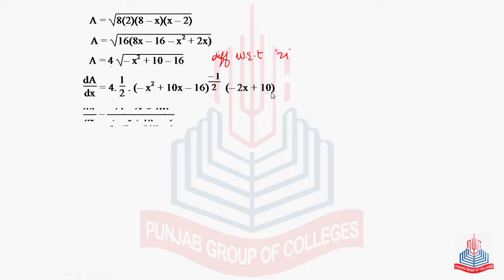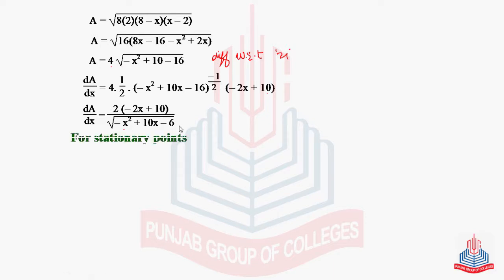And after simplification, the first derivative is 2, this will be cancelled out, 2 into minus 2x plus 10, and as the power of this expression is minus 1 by 2, we can shift it to the denominator, and that will become square root minus x square plus 10x minus 16.